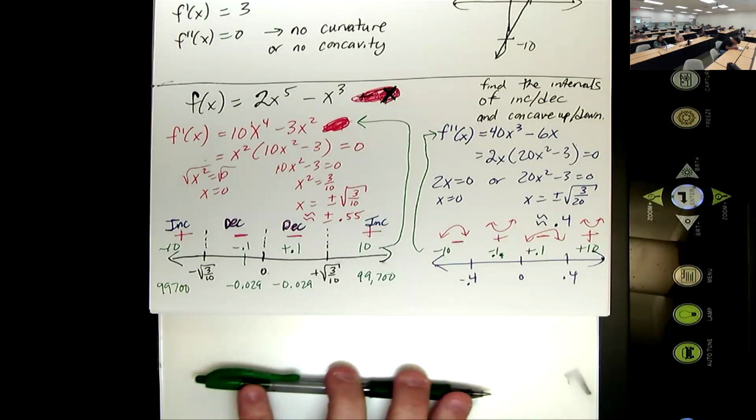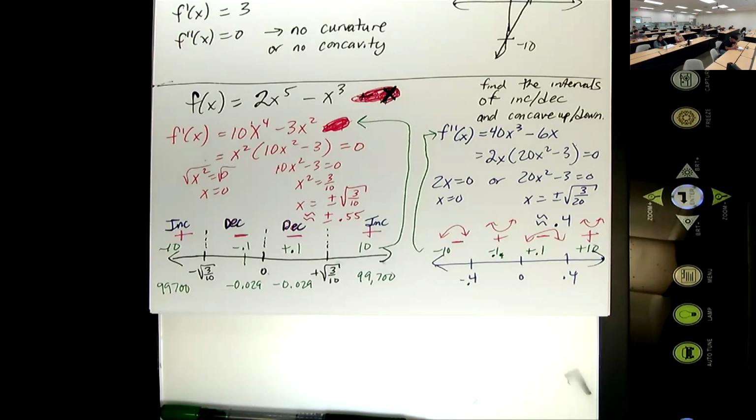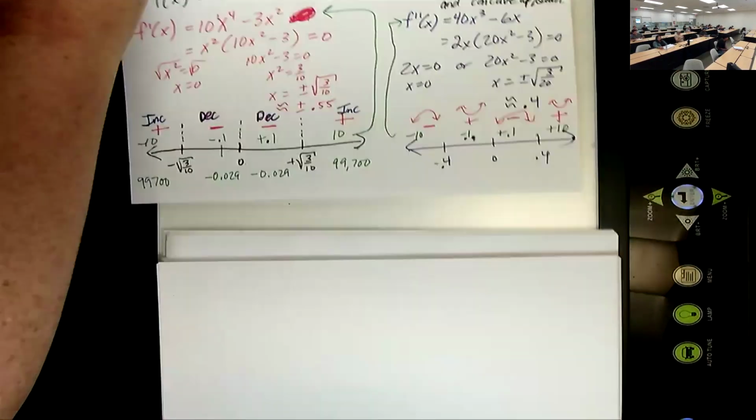Let's look at the different combinations of these kinds of like concave up and interval increasing, decreasing. And then we'll do another problem where the numbers are a little bit easier to use. So we have 4 possible combinations of how this can turn out.